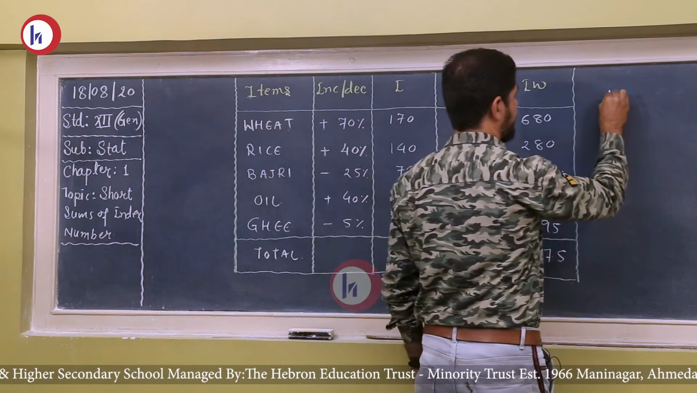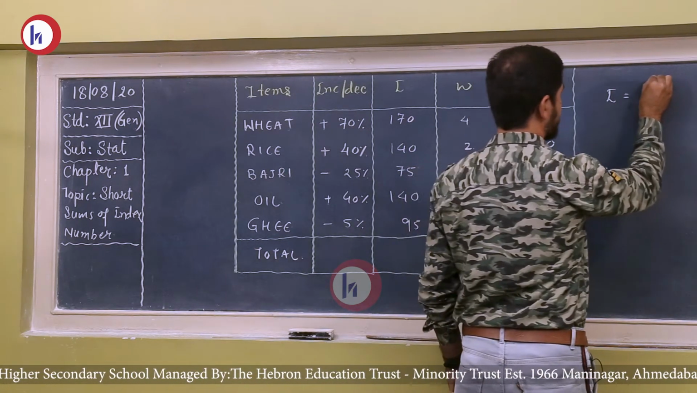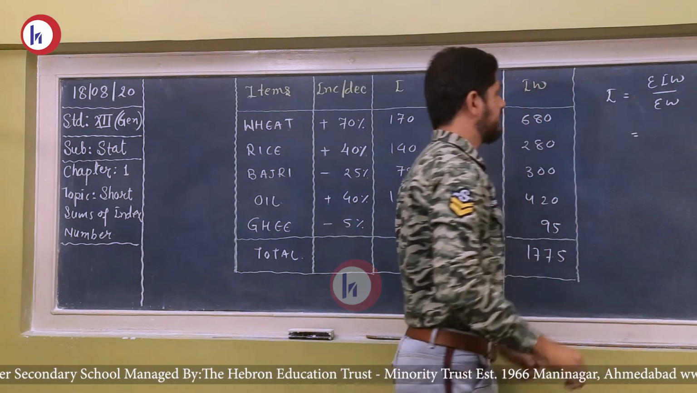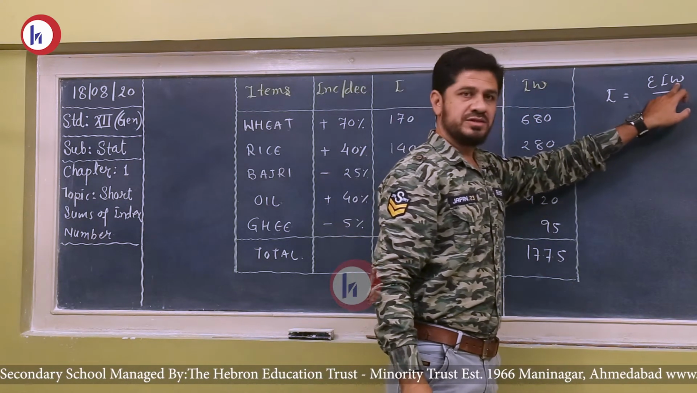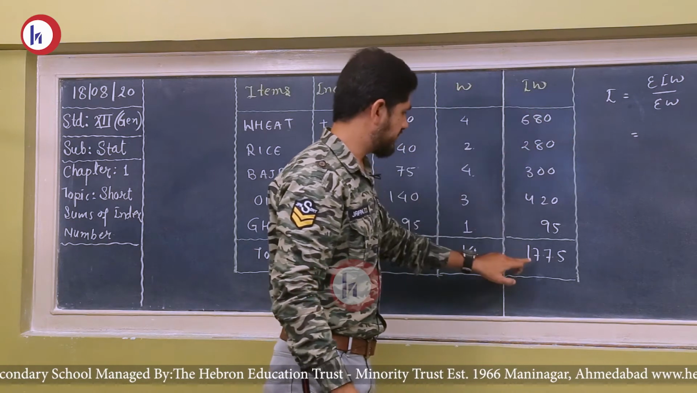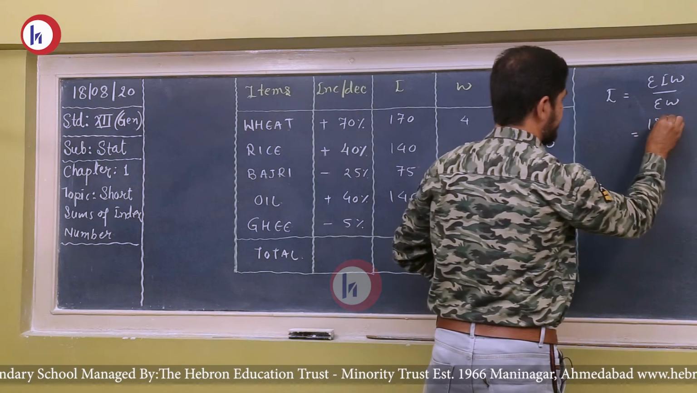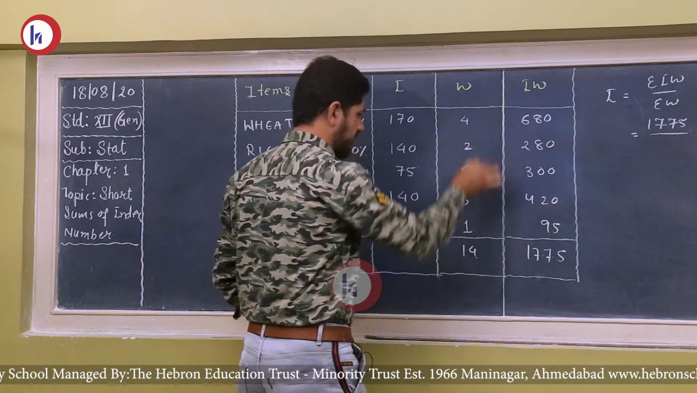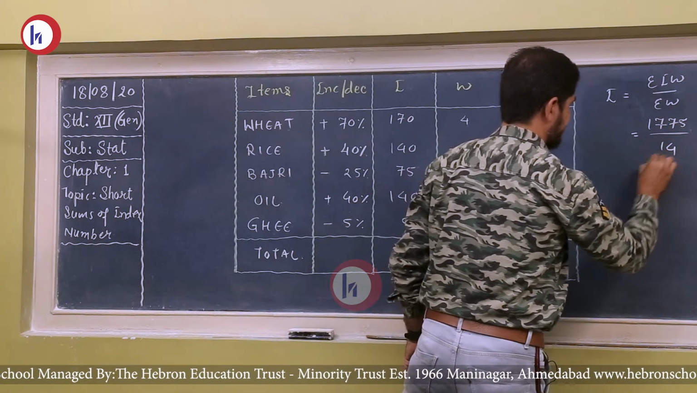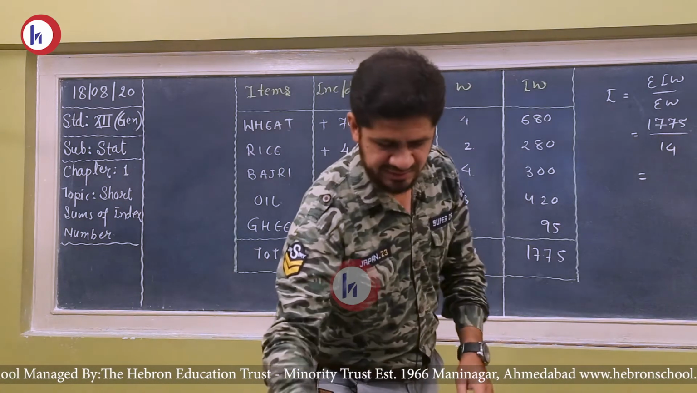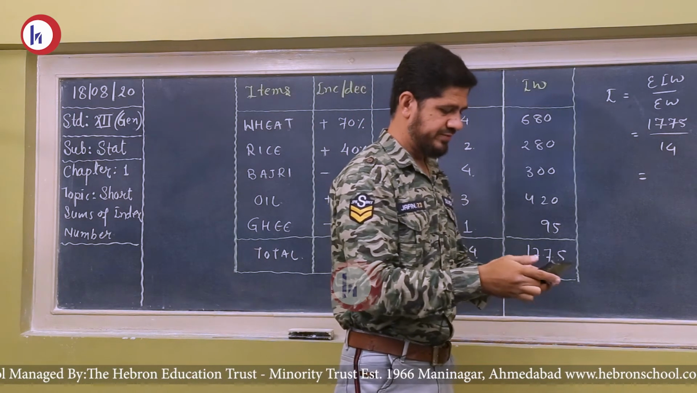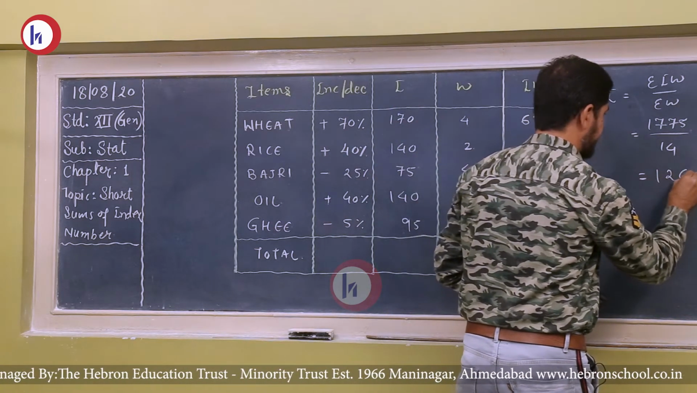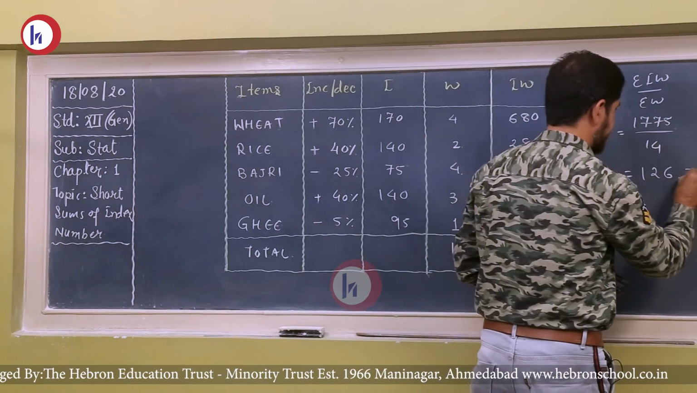Now the general index number I is equal to sigma IW upon sigma W. Sigma is the sum of IW. The sum of IW, that is 1775, divided by sigma W, that is 40. And the final answer is 1775 divided by 40. So it is 126.79.